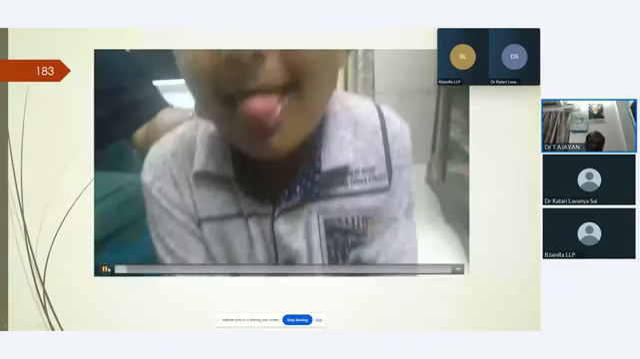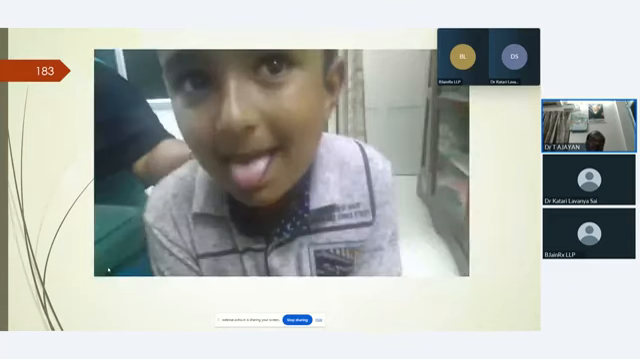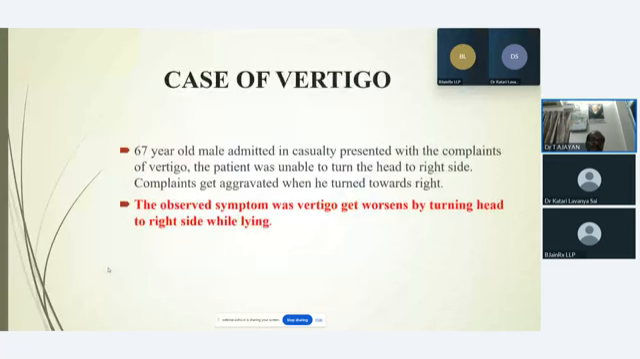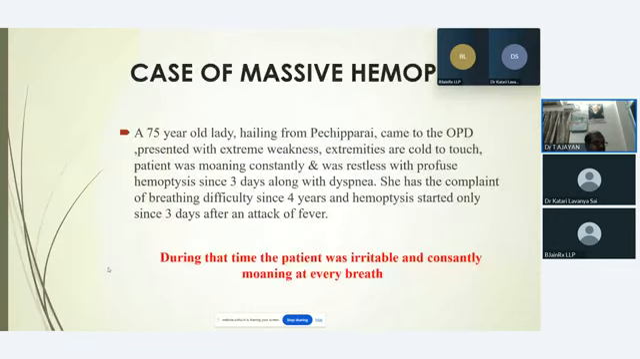The normal vigil is maintained. The related rubric we select is pulsatilla. It's a case of vertigo. During that time the patient is irritable and constantly moaning in every breath.